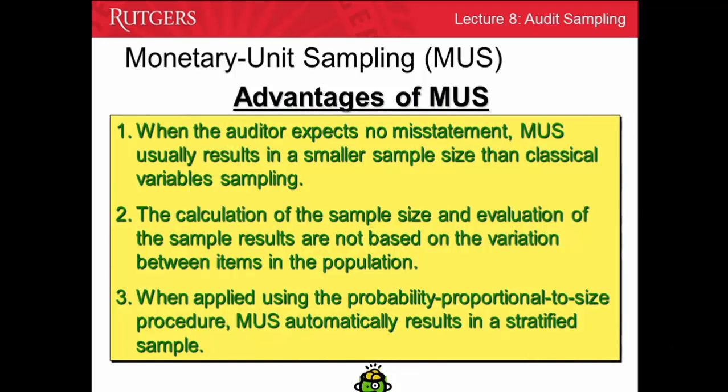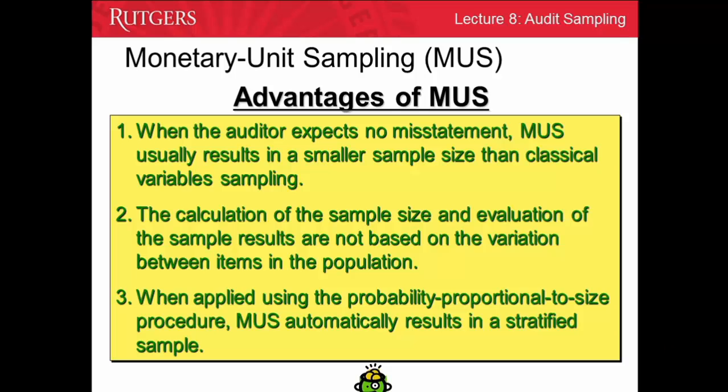Then let's see some advantages of MUS. The first is when the auditor expects no misstatements, MUS usually results in a smaller sample size than classic variables sampling. The second advantage of MUS is that the calculation of the sample size and the evaluation of the sample results are not based on the variation in the population. The standard deviation is required to compute the sample size for a classical variables sampling application because it relies on the central limit theorem.